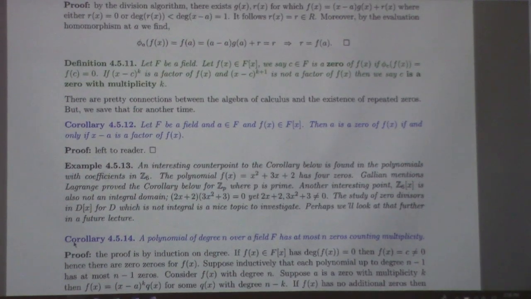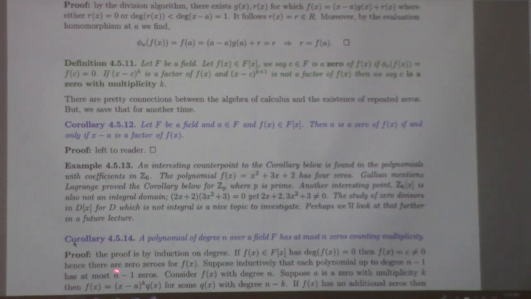So what you have grown accustomed to for the number of solutions to the quadratic equation, that's very much tied to the fact that you're looking at polynomials over a field. Over something connected to the field, like integers. Yeah. Okay. Anyway, but here's the corollary. A polynomial of degree n over a field has at most n zeros counting multiplicity.